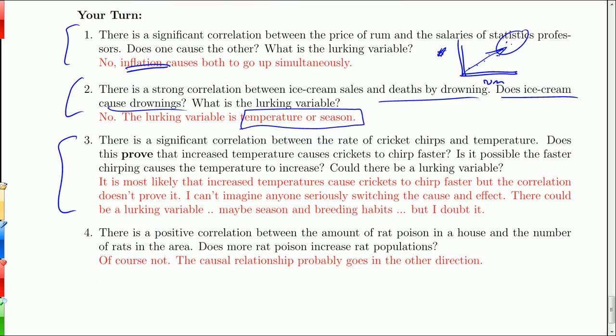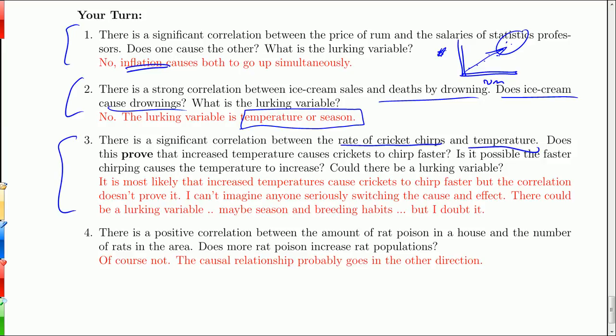There's a significant correlation between the rate of cricket chirps and temperature. Does this prove that increased temperature causes crickets to chirp faster? Is it possible that the faster chirping causes the temperature to increase? Could there be a lurking variable? If you want to extend your imagination, you could say, well, maybe the crickets are rubbing their legs together, causing friction, causing heat. Maybe that's causing the temperature to rise, but we all recognize that as crazy talk.